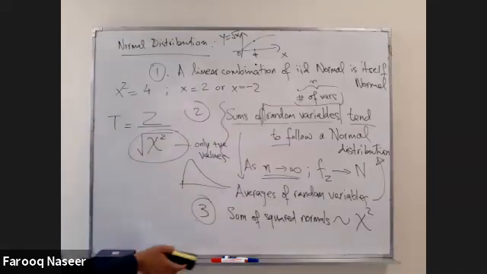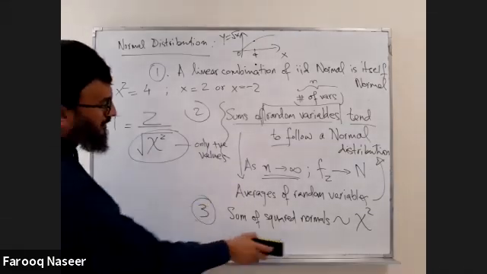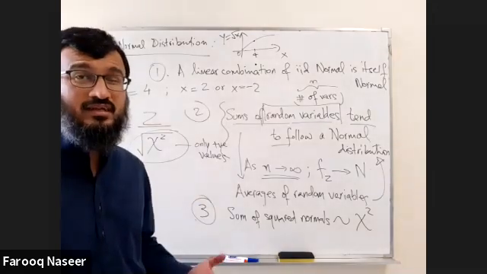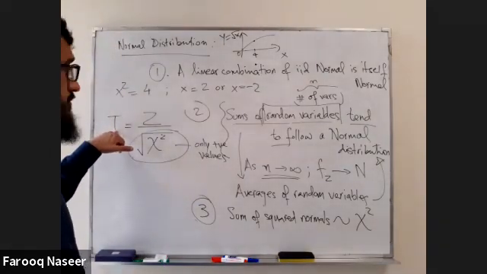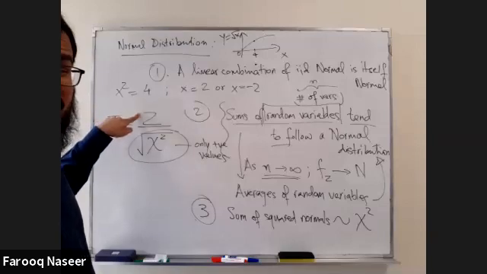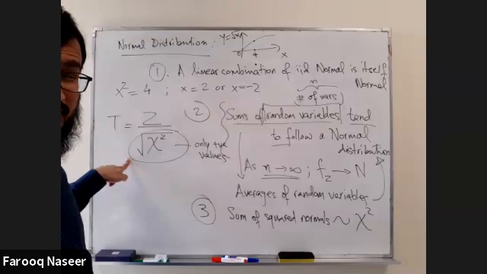So that's what the t distribution, the t random variable is. It is a ratio of two random variables. The numerator is a standard normal, the denominator is a square root of chi square. Okay ji?